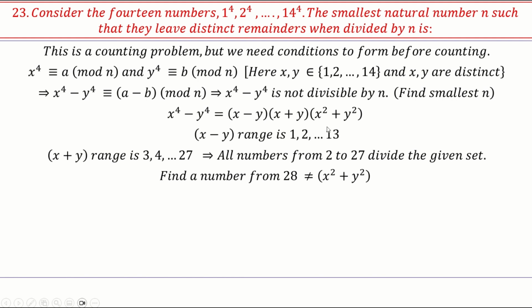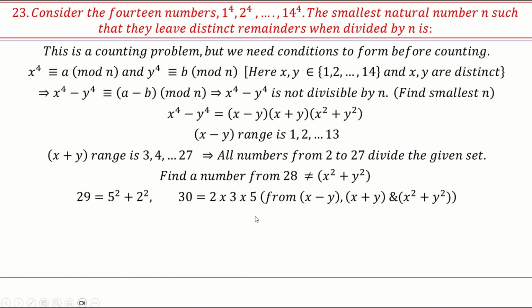If it is formed from this expression, or any multiple of it, then it is divisible. Correct. So 29 you can form as 5 square plus 2 square. 30 we can say 2 into 3 into 5. It comes from which one? 2 and 1 if I take, 2 plus 1 is 3, and 2 square plus 1 is 5. So 15 we can get into 2, right? From these numbers we can easily get it. So 30 also is not possible.